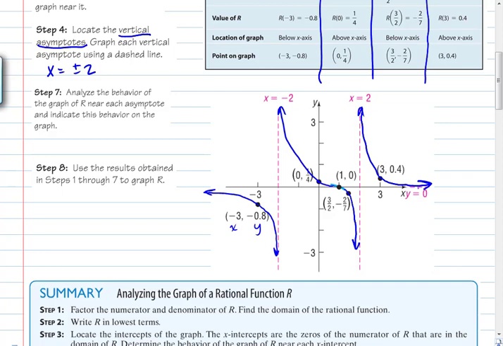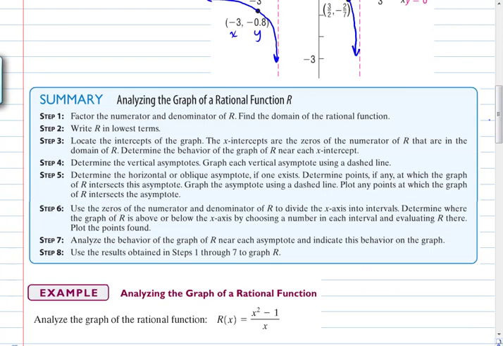Now, we can always take our graphing calculators and double check that graph and make sure that it looks reasonable. If we zoom in and let our window go from, I don't know, -5 to 5, you should see a graph that looks fairly similar to this. So here is the summary then of the steps that we went through to analyze the graph of the function.